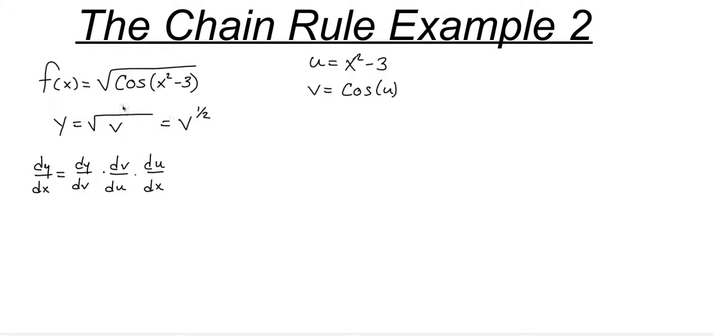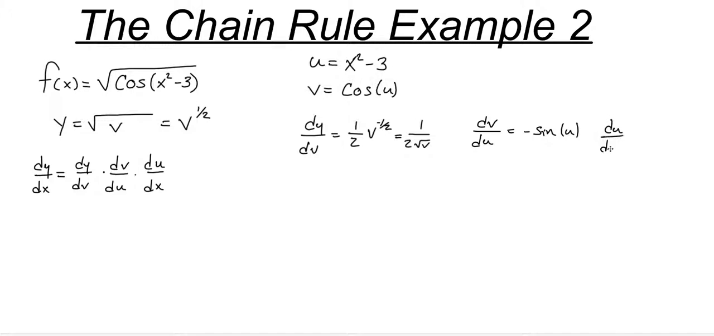Okay, and taking each one of those individually isn't so bad. So let's start with dy dv. I know that dy dv is going to be 1/2 times v to the negative 1/2, which is the same thing as 1 over 2 root v. I know that I can take dv du, and the derivative of the cosine of u is going to be the negative sine of u. Okay? And lastly, I can take du dx, and that's simply going to be 2x.